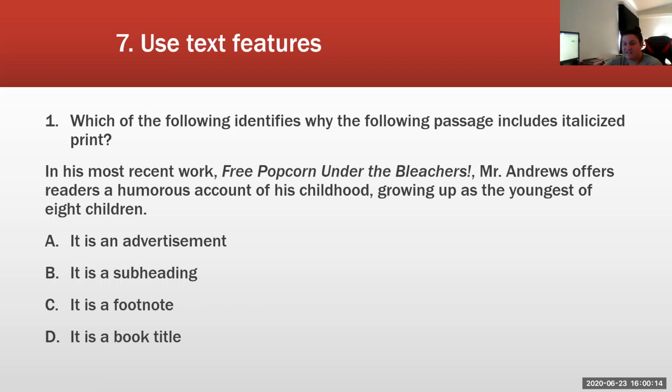The portion of italicized print appears as part of a larger sentence. Its context indicates it's not an advertisement. The italicized print does not serve to organize the text in any way as subheadings do. And footnotes are included at the bottom of the page. So this is part of a sentence. It's a book title. I also encourage you to understand italicizing versus underlining book titles versus chapter headings, or rather quotations. Check that out. Make sure you're familiar with it.